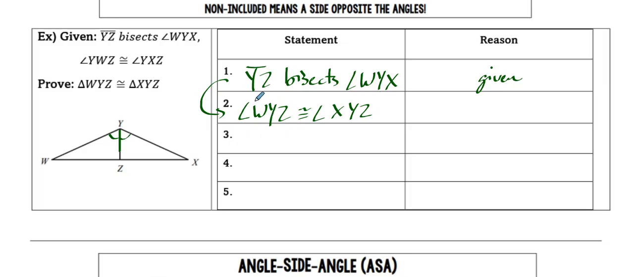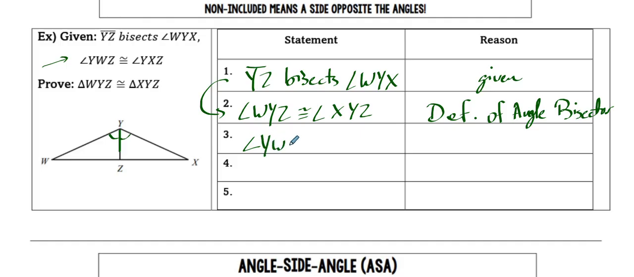I'm just going to write it here. I'll deal with my second given statement here in a little bit. But for right now, I know that directly concludes that these two angles are congruent. So I'm just going to put that in the next line. That's by the definition of a bisector. Definition of an angle bisector. Now I'm going to say my other given statement. That's saying YWZ, this angle, and YXZ, this angle, are the same.